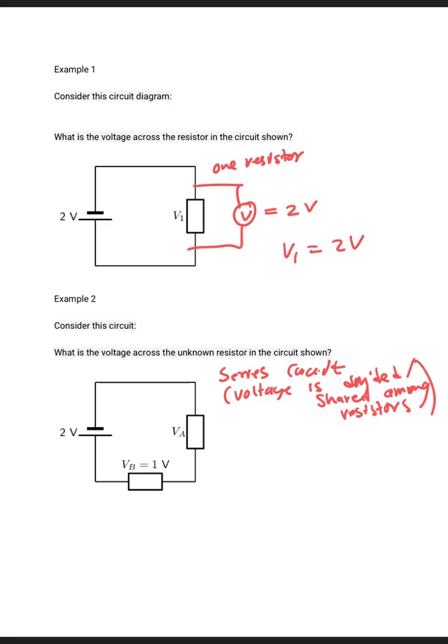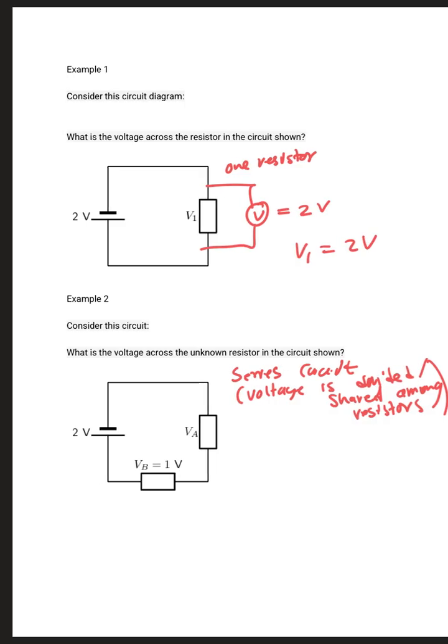So what is going to happen here? It means this one here represents the total voltage. So this represents V total, which I'll write as V total is equal to what? It is divided or shared among VA and VB. And V total is 2 volts, VA is what we are looking for, and VB is 1 volt.